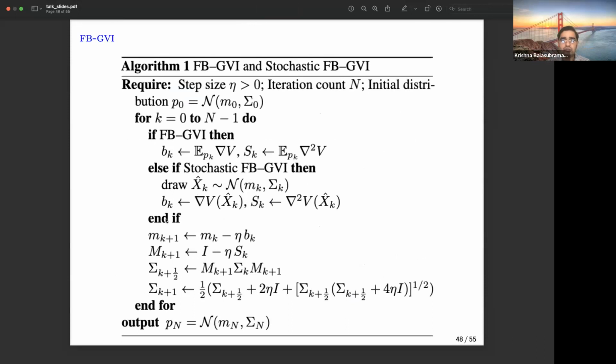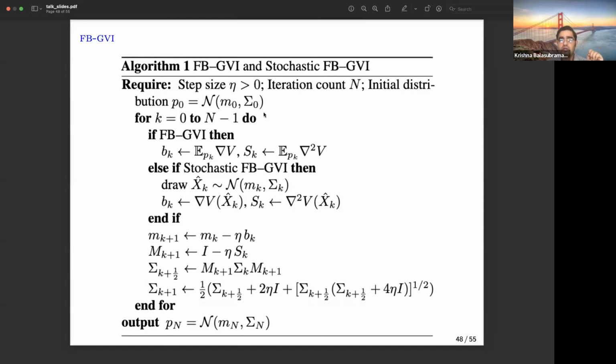So the thing I want you to focus on in this algorithm is this little m and this sigma. Little m is the mean, the sigma is the covariance matrix. So this is a vector and this is a matrix. At the end of the day, you will be outputting a normal distribution with that mean and that covariance. So that is your output of the algorithm. And you will be given a target.